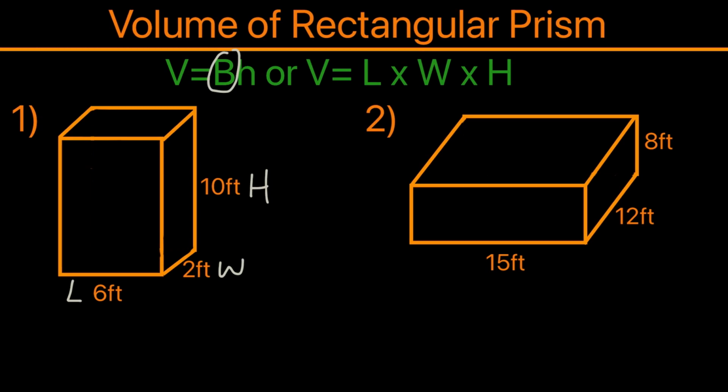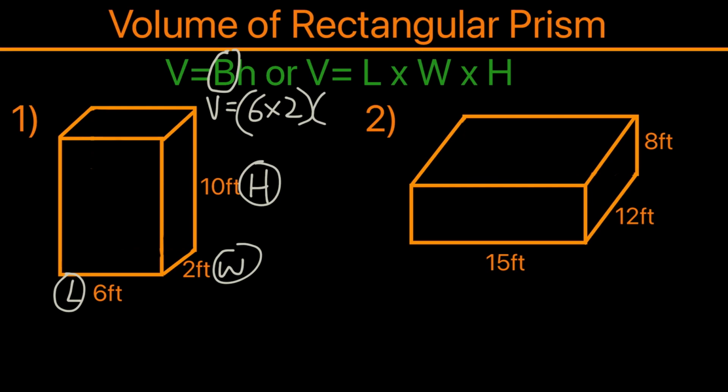So to use the first formula of volume equals base times height, we need to take 6 feet times 2 feet, which is the length and width. So that would be 6 times 2. That would be the capital B. And the height, which we have as 10 feet. So 6 times 2, we have 12. Then we'll multiply that by 10. And the answer is 120 feet cubed.